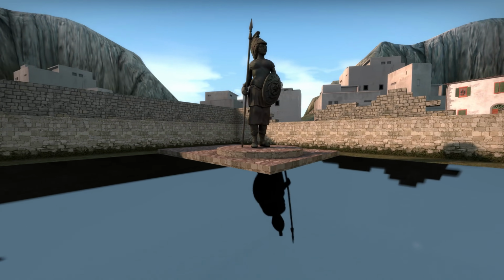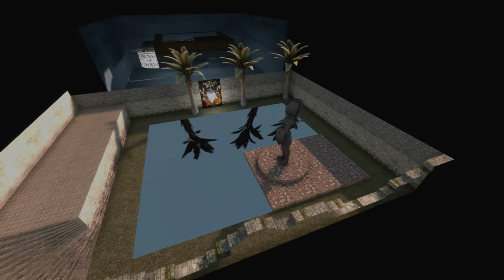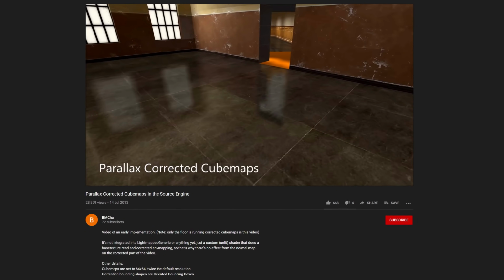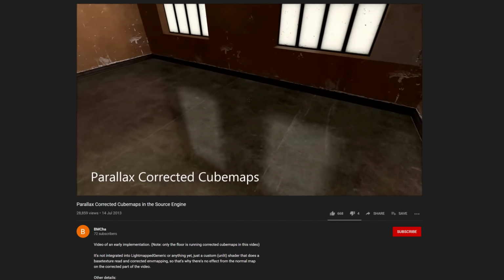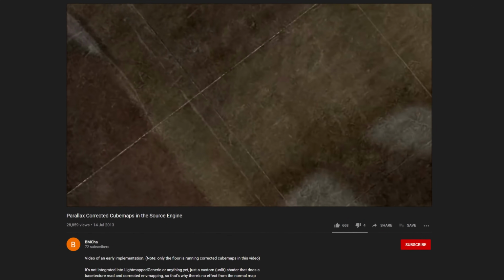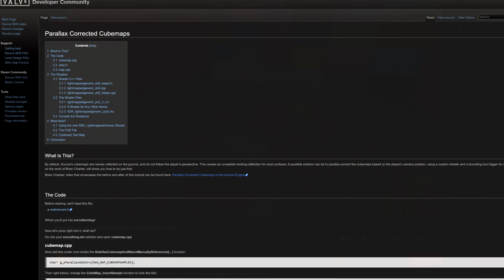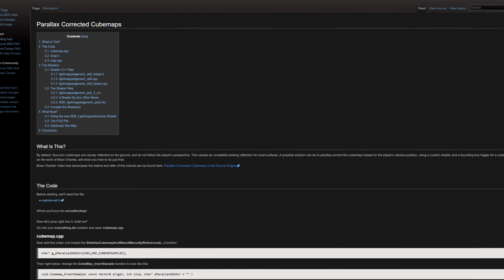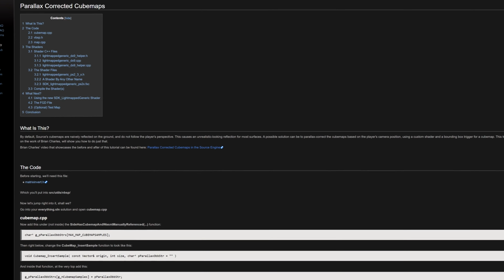So those are my attempts, but there are people who have made much better use of them than I have. A video by BM Cha, dating way back to 2013, shows how well it could work when properly scaled and shaped to the room it's meant to be reflecting. It's just a shame that Source has never seen it properly implemented like this. There is an article in the Valve Wiki discussing the technique and how it could be used to improve reflections by following the player's position instead of remaining fixed.